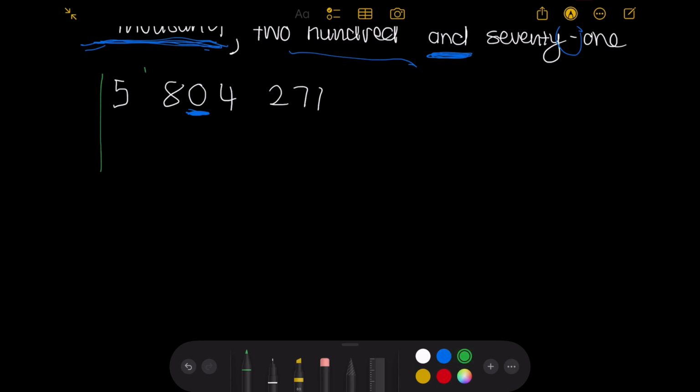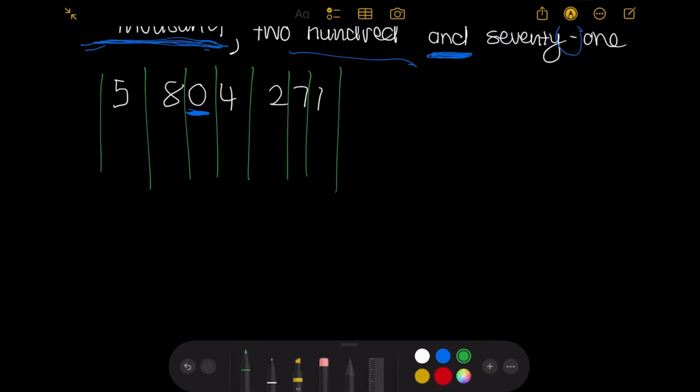So when we look at it like this, then once again, we know, right? 5 is a million, 8 is 100,000, the 0 would form part of the tens of thousands, this 4 is part of the thousands, this 2 is part of 100, this 7 is part of the tens, and this 1 is part of the units. Had this 0 not been written, then this number would look like this.